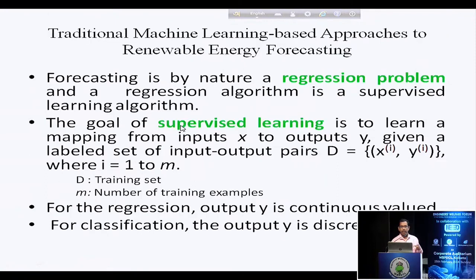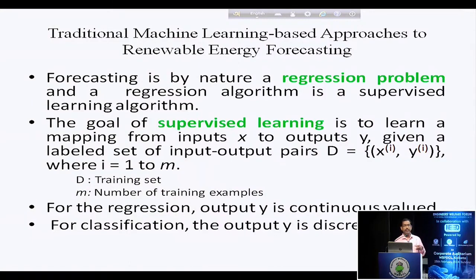Now, I have observed that in this domain of forecasting, most of the research work is actually nothing but supervised learning. Professor Dr. Sarkar has already mentioned the meaning of supervised learning, so I am not just repeating the same thing.